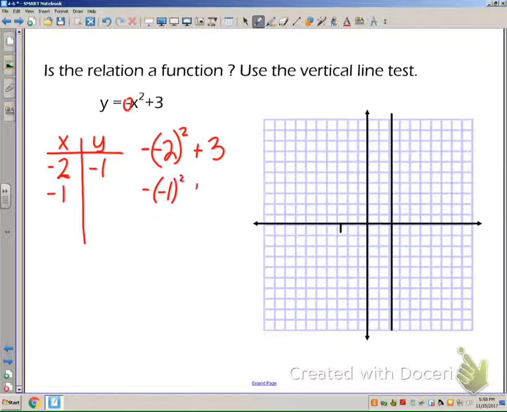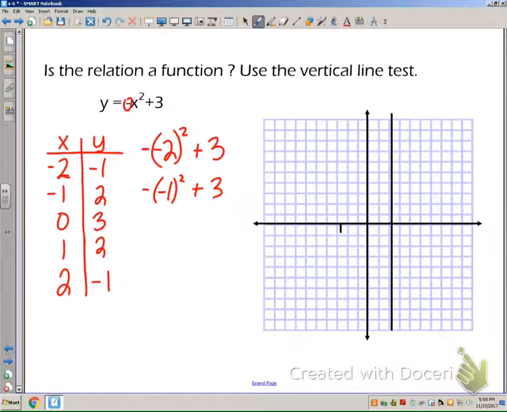-1 squared plus 3 becomes a -1 plus 3, which is 2. 0 squared plus 3 is 3. 1 squared acts much the same way as -1. 1 squared is 1. Attach that negative, so it's -1 plus 3, and I get 2. And 2 works the same way. I get -1. So now we can graph our ordered pairs.